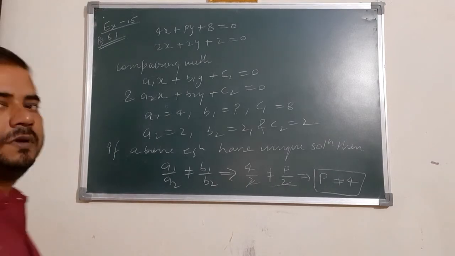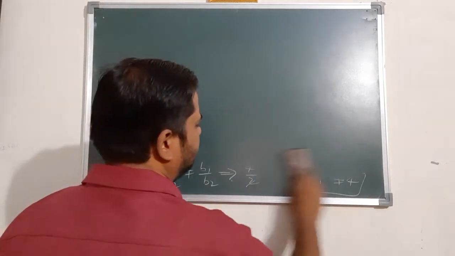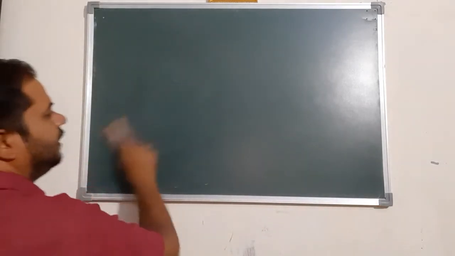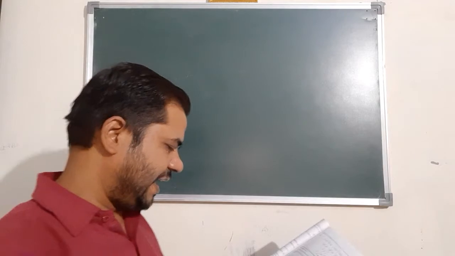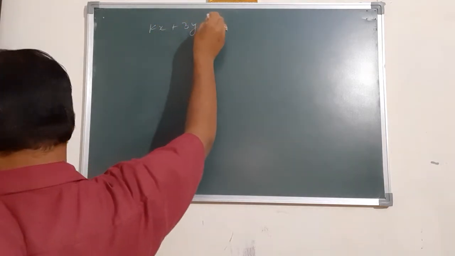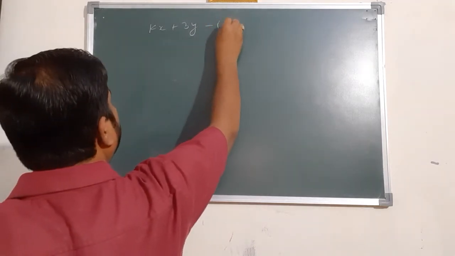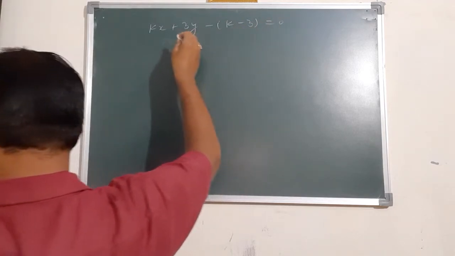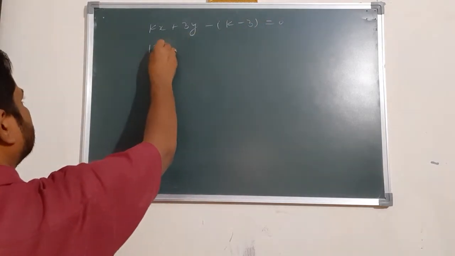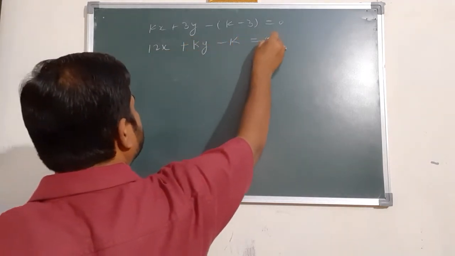Okay, so see, example on the same page, example number 16. For what values of k will the following pair of linear equations have infinitely many solutions? kx plus 3y minus (k minus 3) is equal to 0, 12x plus ky minus k is equal to 0.